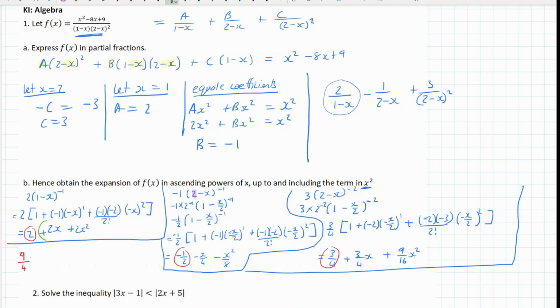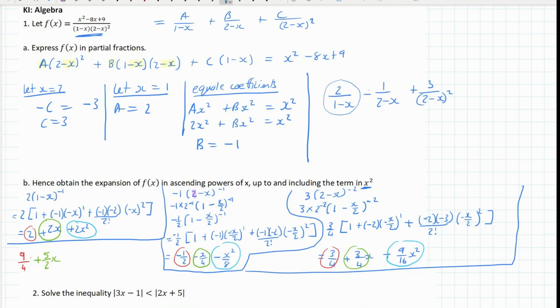We've got 2x, and then we got negative x over 4, and then we got 3/4 x. So that one is 5 over 2x. Yep, 5 over 2x. And then finally, positive 2x, take away a quarter, an eighth x squared, and then 9 over 16x squared.